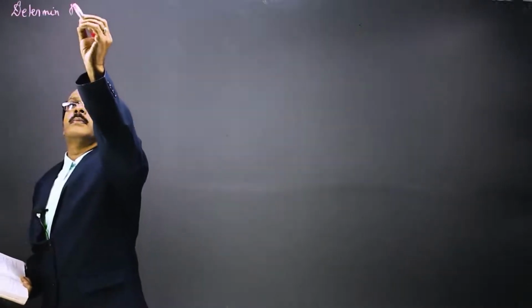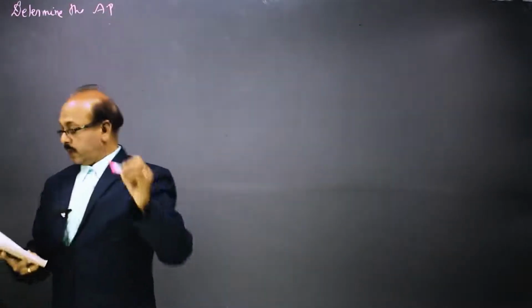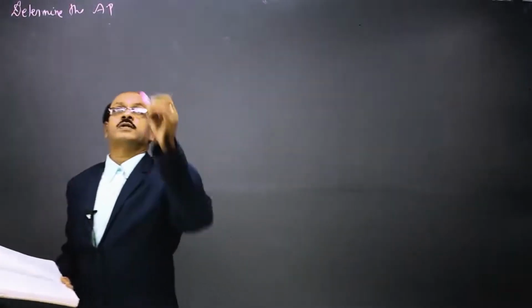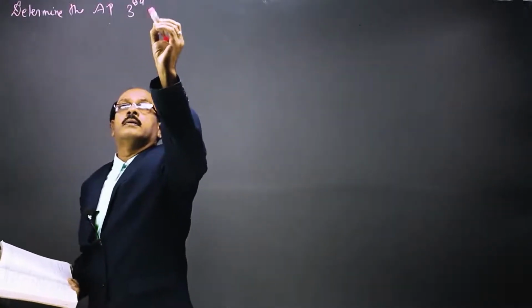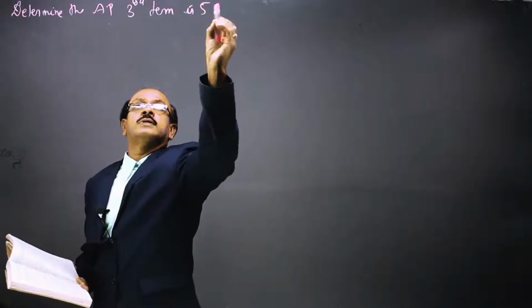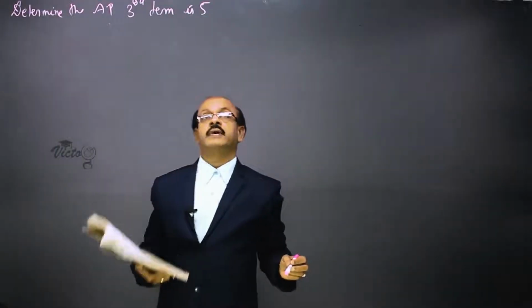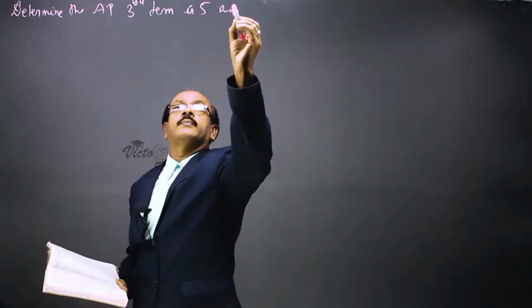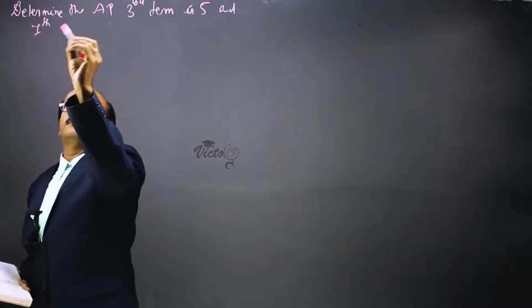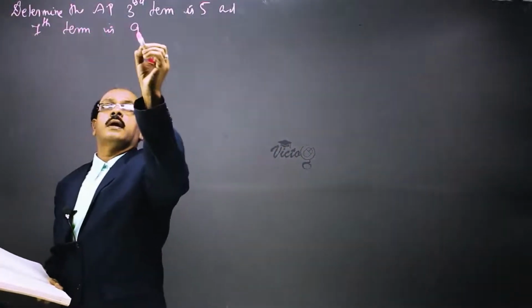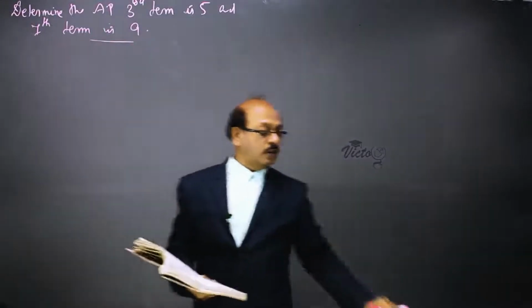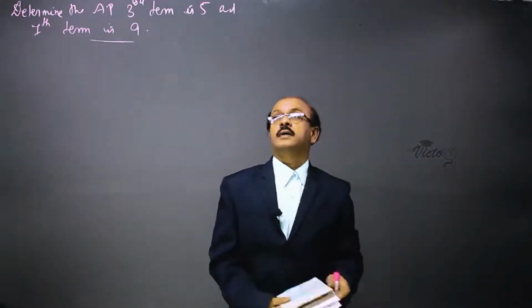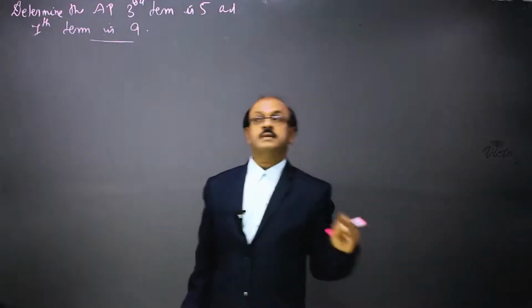Let us do another problem. The question is, determine the AP whose third term is 5 and seventh term is 9. This is the question. We have to find out the AP. It is given that third term is 5 and seventh term is 9.